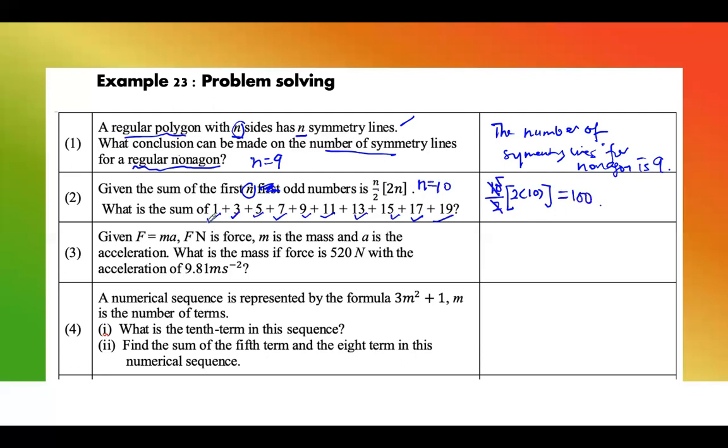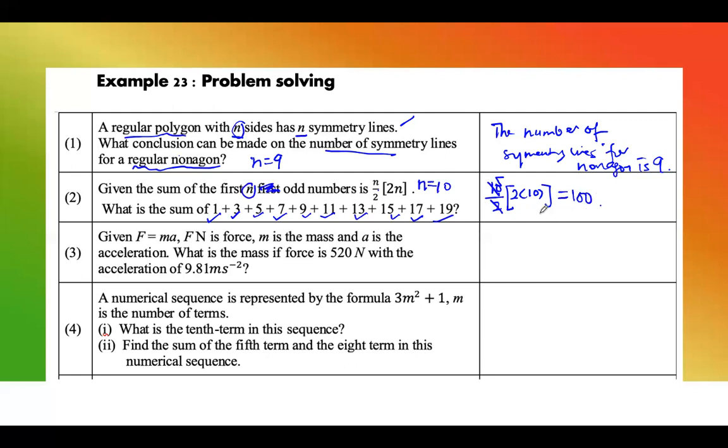If you don't believe it, you can add 1 plus 3 plus 5 plus 7 plus 9 plus 11 plus 13 plus 15 plus 17 plus 19, which is 100. So let's check. If you have a calculator, you just check whether the formula given is true or false. All right, I'm doing it now. So it's correct, 100, right? So the answer is 100.